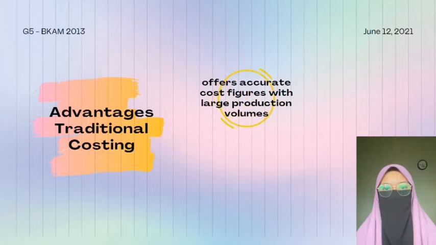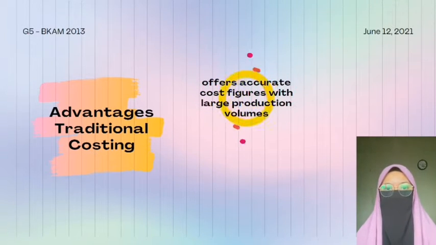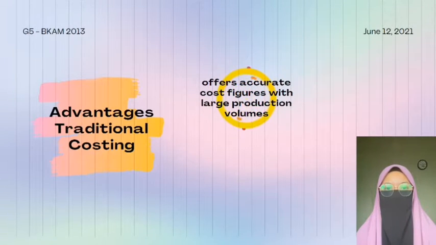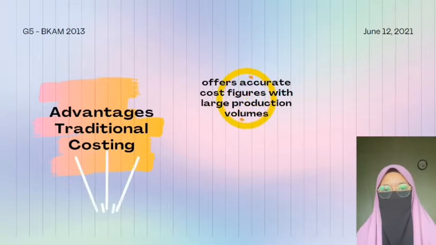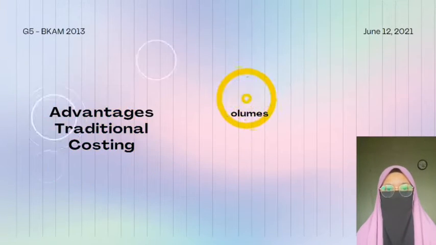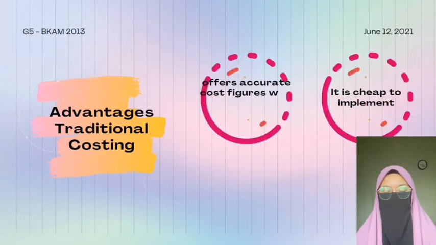For advantages of traditional costing, the first one is it offers accurate cost figures with large production volumes. The conventional costing approach is best used if there are minimal administrative expenditures in an organization compared to direct production expenses. When big quantities and overhead expenses do not make a substantial impact when calculating costs, the amount is correct and may subsequently be applied to the completed products or services at a rate.